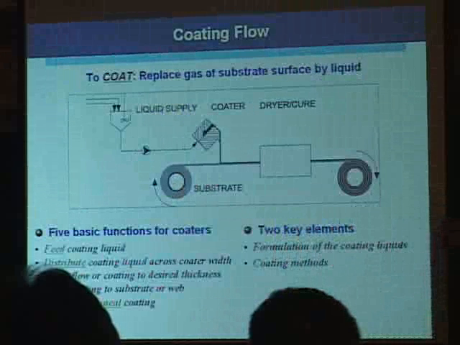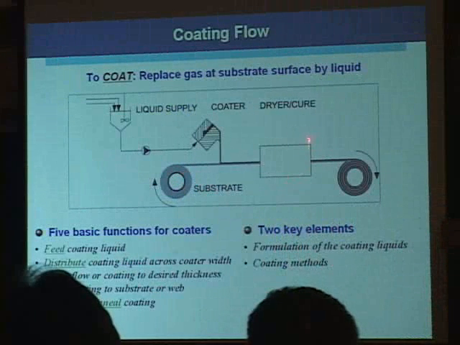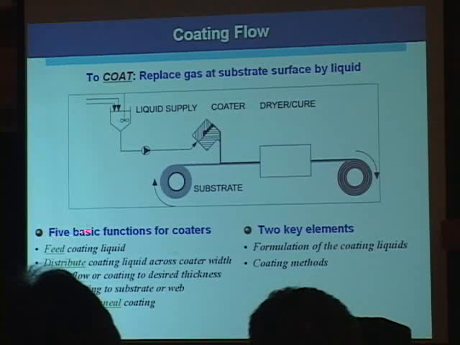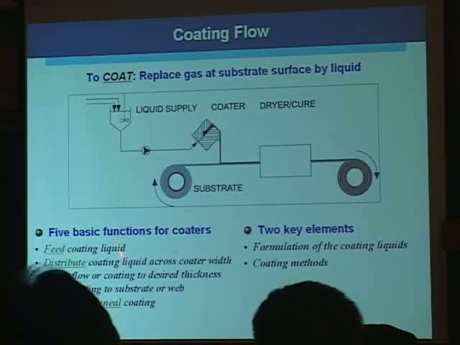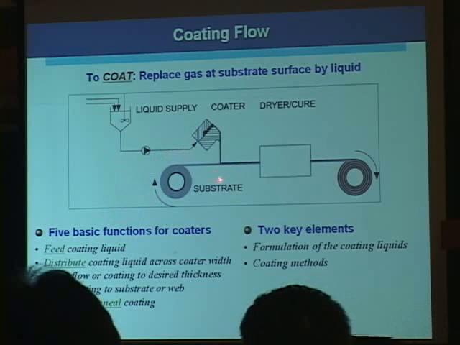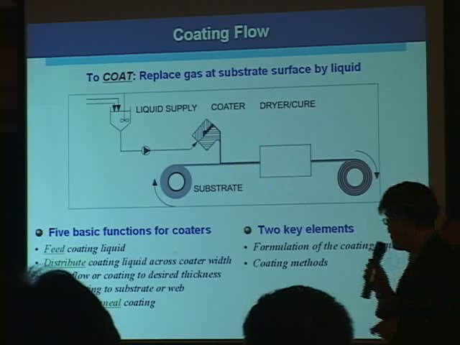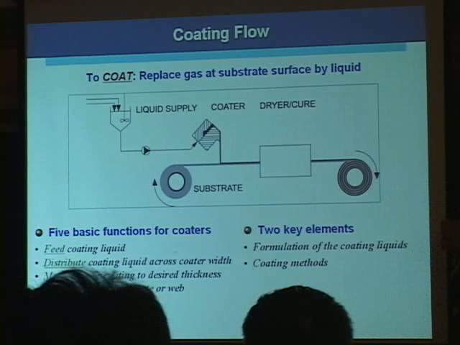This is a schematic diagram of film coating processes having 5 basic steps, as shown here. Feed coating liquid, distribute coating liquid, meter coating to the desired thickness, apply coating, and dry coating. Especially in coating research, it is key to understand the coating rheology and the coating method.